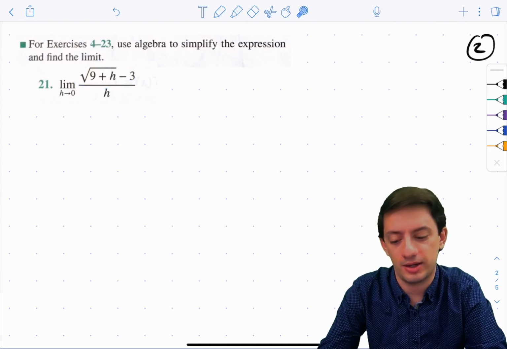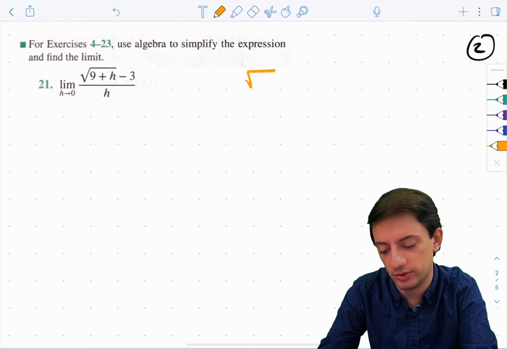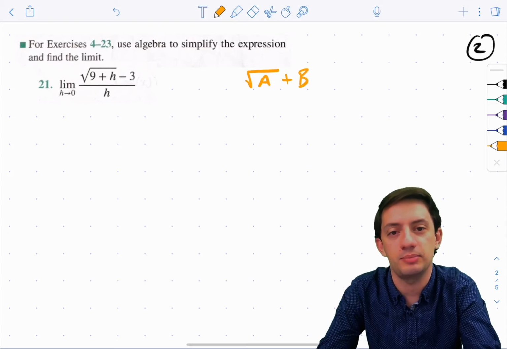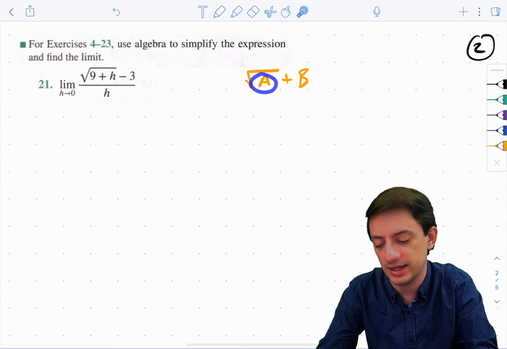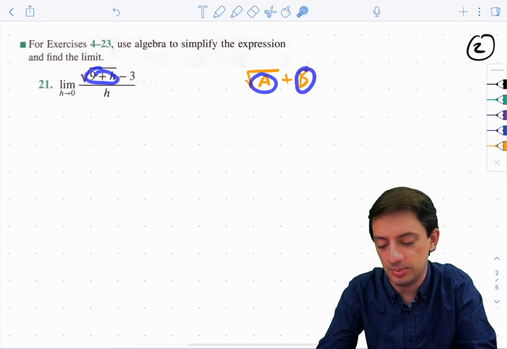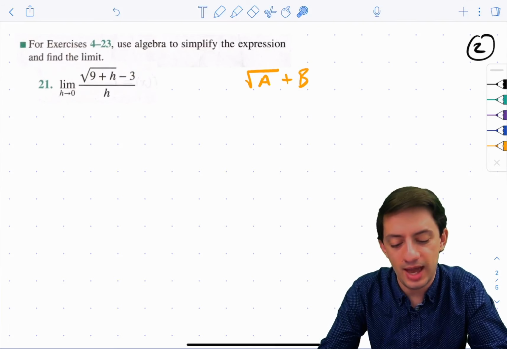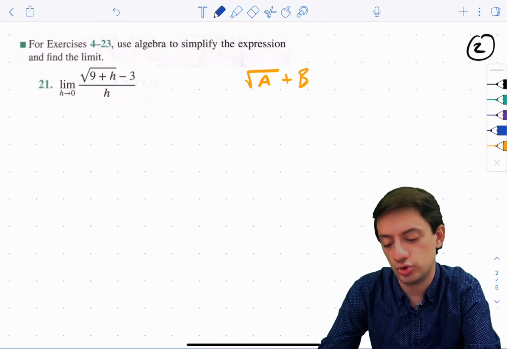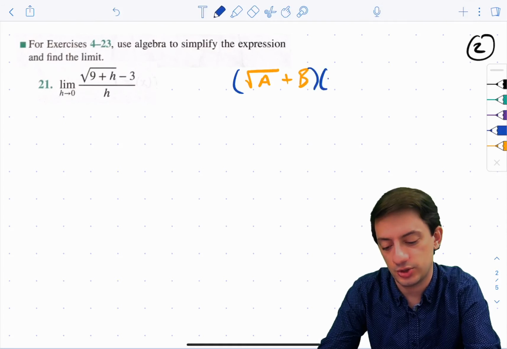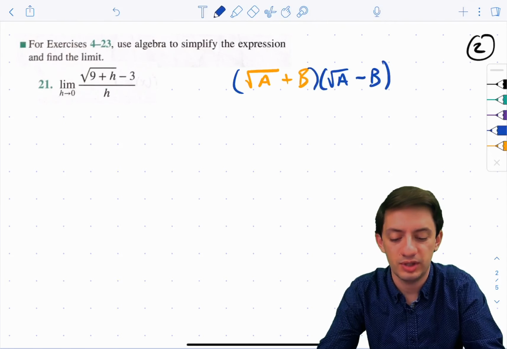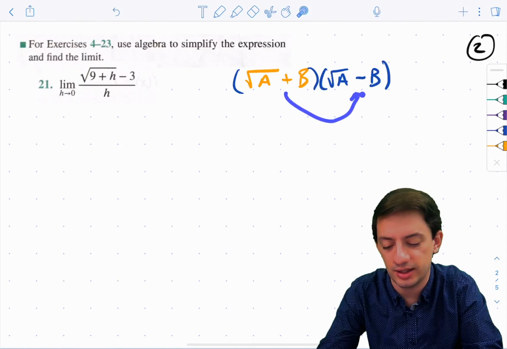So here's the trick. Whenever you see something with a square root, let's say you have square root of something a plus something outside b. Here the a is like my 9 plus h, and the b is like my minus 3. If you want to make that disappear, the trick is that you multiply by the square root of a minus b. The key is that you switch the sign here.